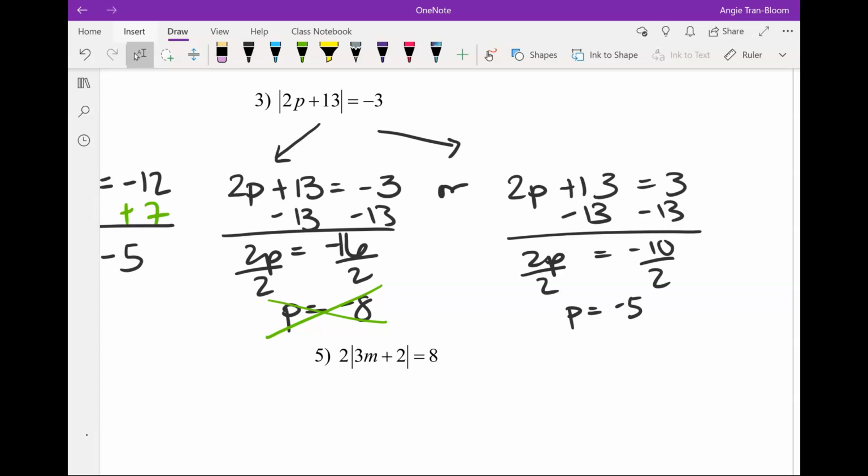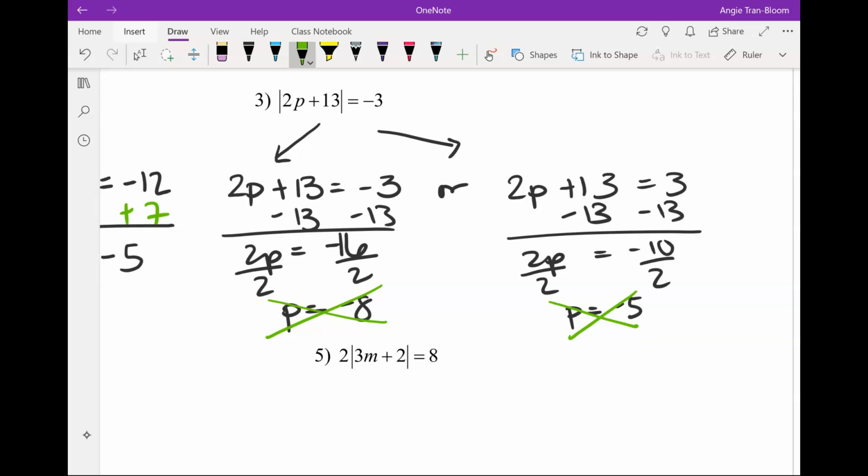Okay, hold that thought. Let's check negative 5. Negative 5 times 2 is negative 10. Negative 10 plus 13 is positive 3. Absolute value of positive 3 is 3. True or false? True. Don't we want it to be a negative 3 out here? It's false. You can't keep any of them?